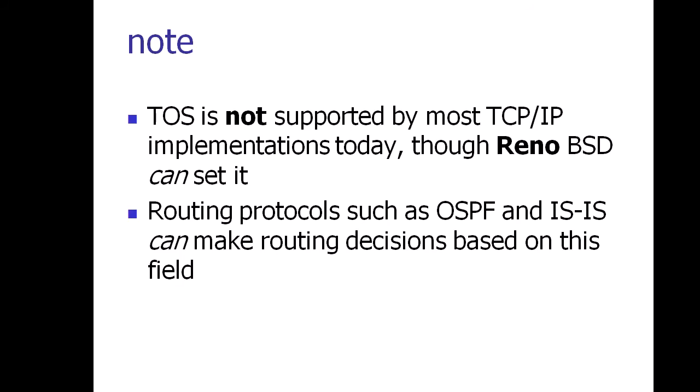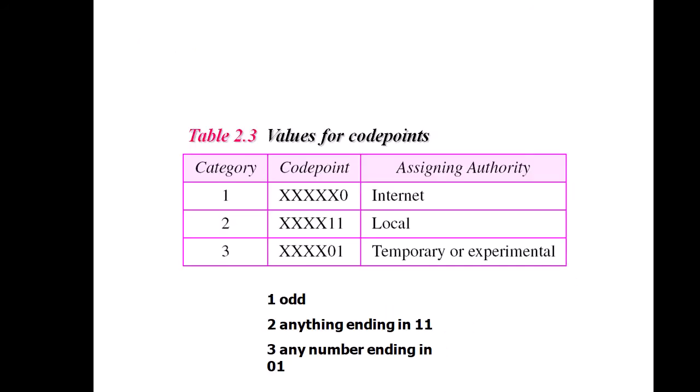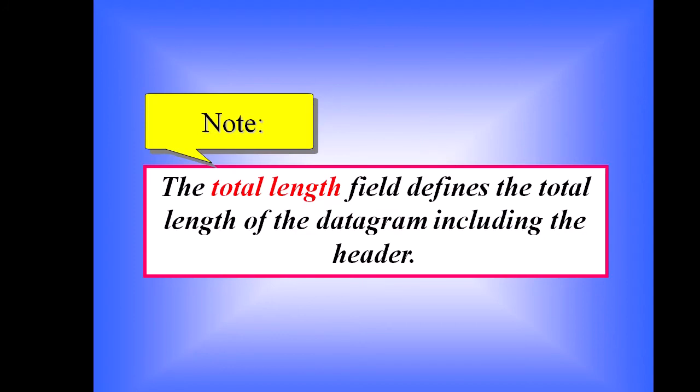Type of service bits aren't supported by most TCP implementations, though one does enable you to set that, and that to me makes a lot of sense. So just skipping the next couple of slides.